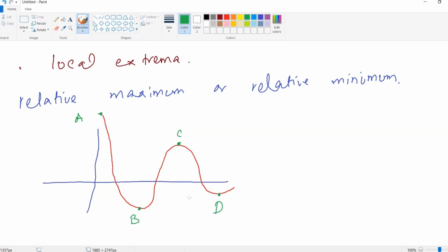So point A is the global maximum. Point B is the global minimum, because that's the lowest value of y. C is a relative maximum, and D is a relative minimum. Good.